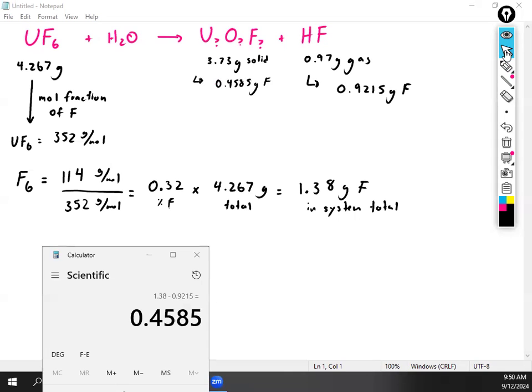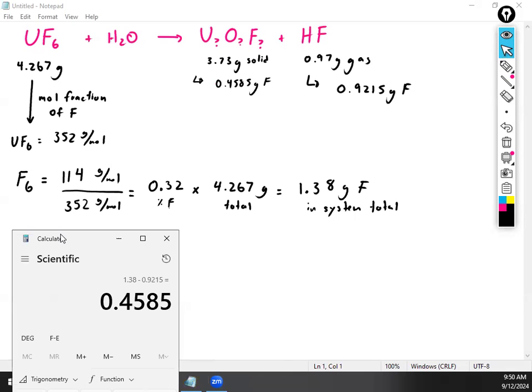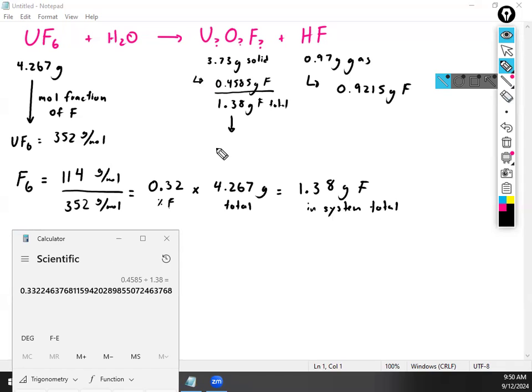All right, now we're almost done. They want to find the percentage. 1.38 minus 0.9215, just the fluorines. Once we have that one, we can just find the percentages. So we'll just pick one of them. We'll do this divided by the total, 1.38. So if we do 0.4585 and divide that by the total, 1.38, that's going to give us about 33%.